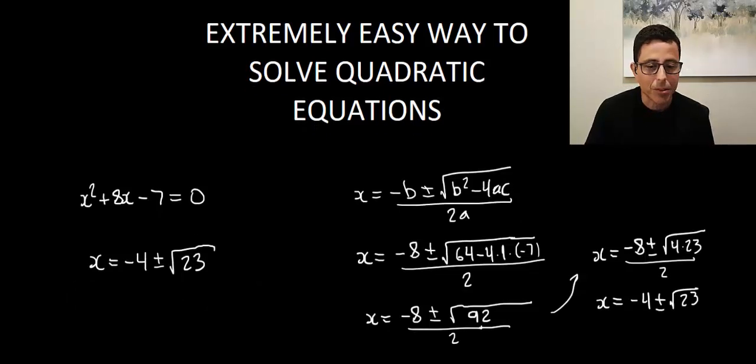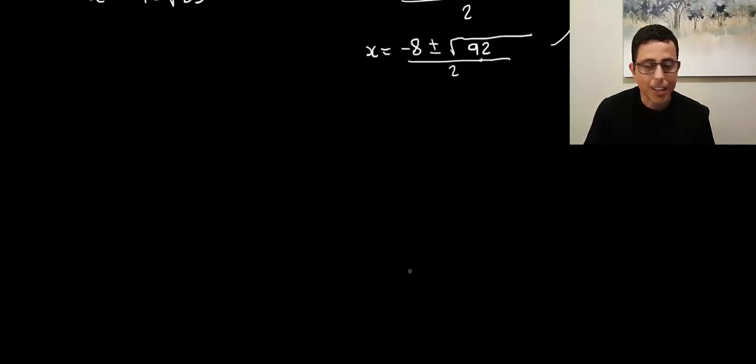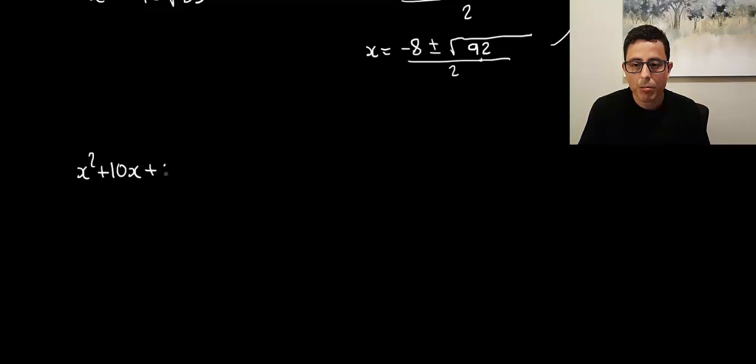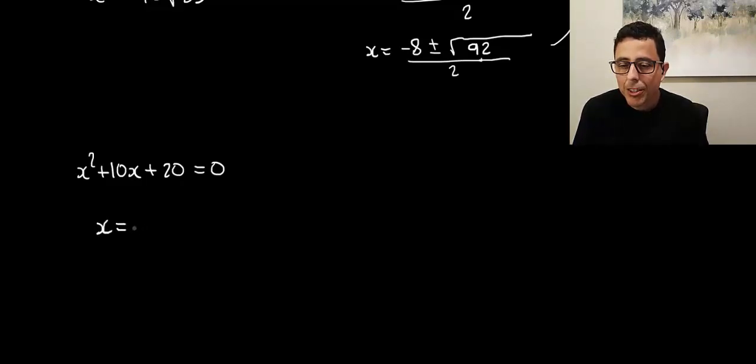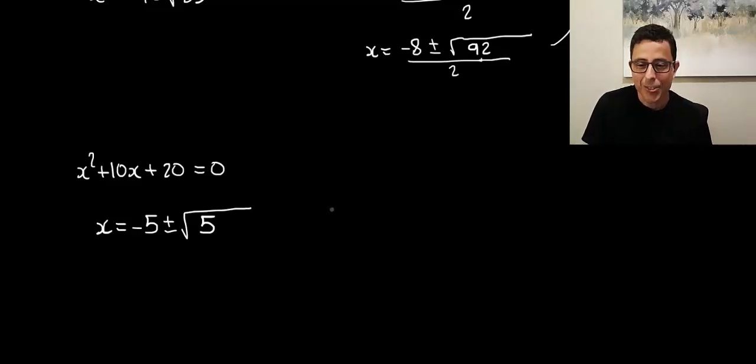Here is another random example. This one is x squared plus 10x plus 20 equals 0. Okay, all right. What is the solution here? Well, I can see that this is going to be -5 plus or minus square root of 5. So that's the solution. And we can test that, and you will see that that is the solution.